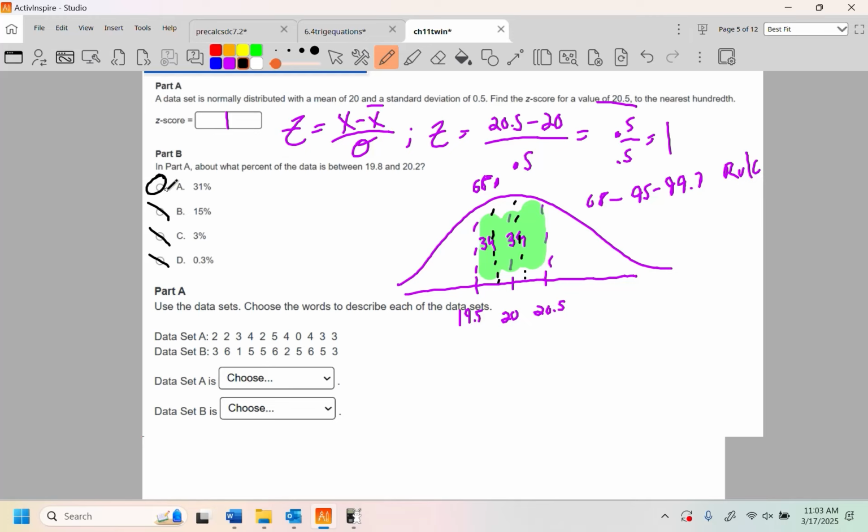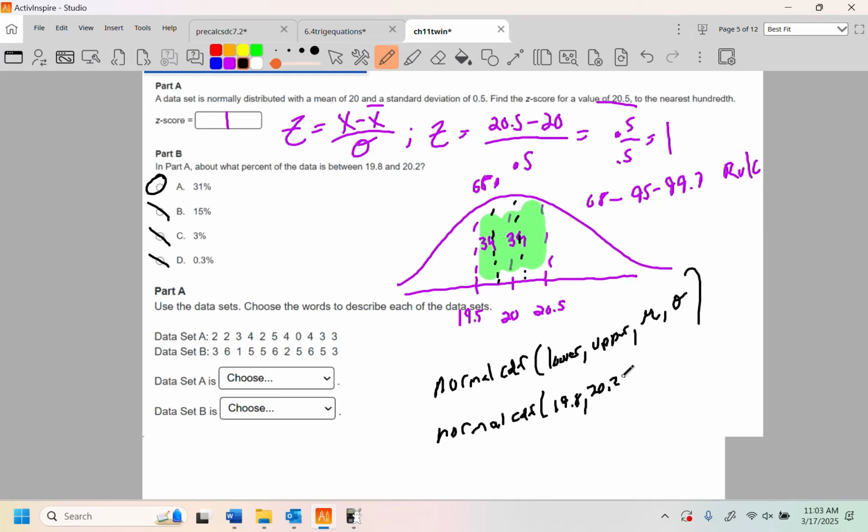If you can't understand how I came up with the 31, you can use a calculator. You can go to normal CDF. Now, normal CDF, if you remember right, has a lower thing, an upper thing, a mean, and a standard deviation. Those are its inputs. Well, we're going to do it with a lower boundary of the low score, which is 19.8, and an upper boundary of 20.2. And I never showed you how to do this the other day, but it doesn't matter. Mean is given in text as 20, standard deviation is 0.5.